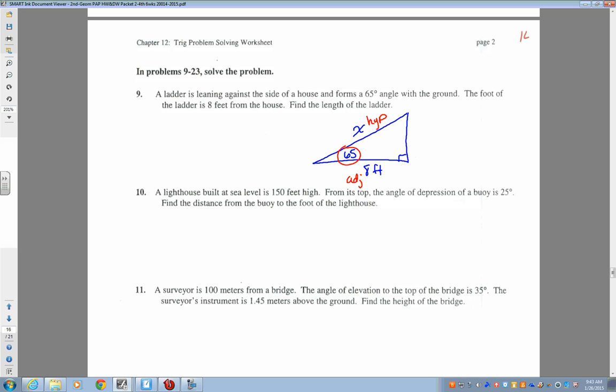So then we got to check that you pick the correct trig function to solve this. Adjacent and hypotenuse would be cosine. So the cosine of 65 equals 8 over hypotenuse, which is x. Because the variable's on the bottom, we're dividing. 8 divided by the cosine of 65. We're rounding to 2 decimal places, to the hundredths.